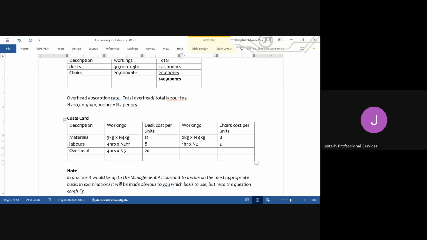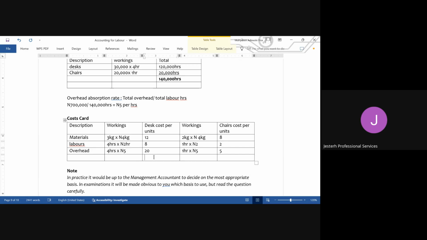Now, the chair needs 1 hour to produce each chair. And then the overhead cost, based on what we calculated, that is apportioned based on the total labor hours, is 5 naira. Now you come here and multiply by 5, and it gives us 5 naira. Now we have prepared our cost account by determining the cost of producing each unit of this production.